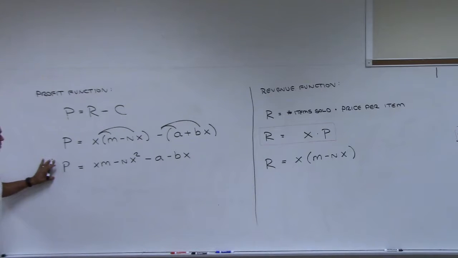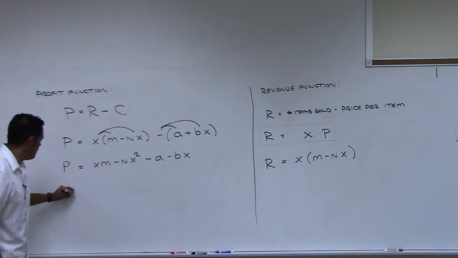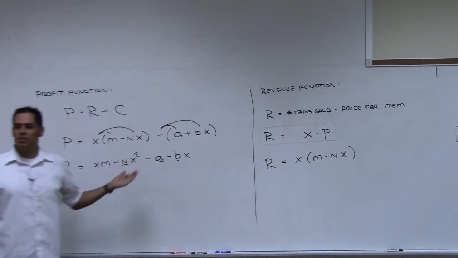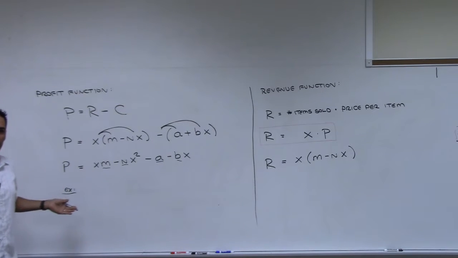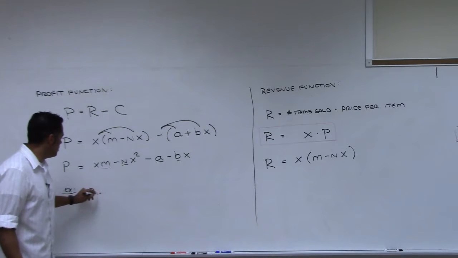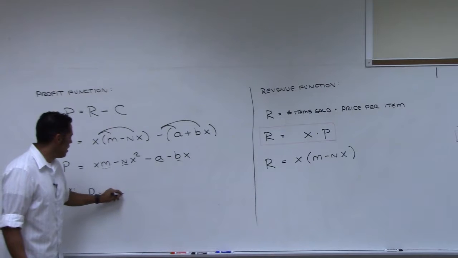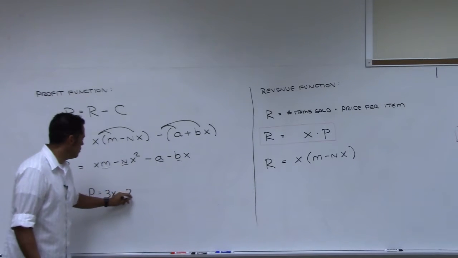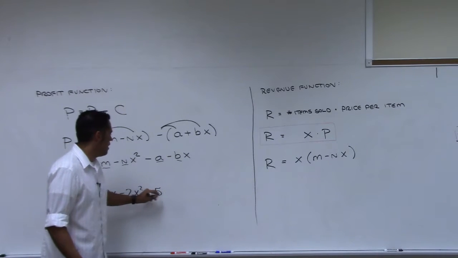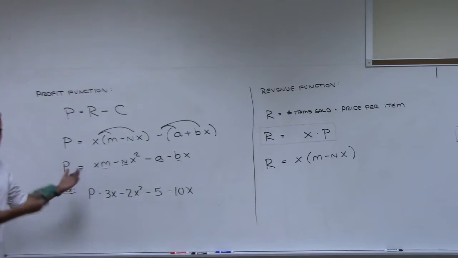No? All right, so let me give you a specific example of a profit function. M, N, A, and B are all just numbers, and then X is our variable, right? So I'm just going to make up some random numbers here. Profit equals, let's just say, I'm going to replace M with 3, X. I'll replace N with 2, so 2x squared. I'll replace A with 5. I'll replace B with 10.